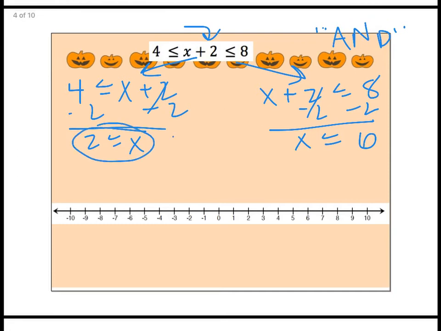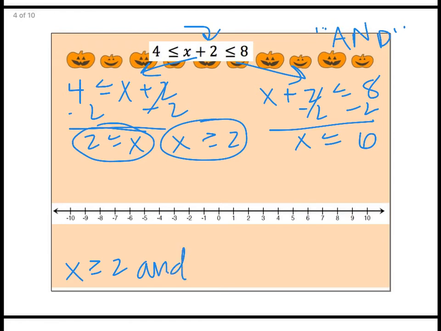If you prefer x on the other side, then I would have to flip it. So it would be x is greater than or equal to 2. Those two are equivalent. So one way to write the answer: x is greater than or equal to 2, and, since it's an "and," x is less than or equal to 6.